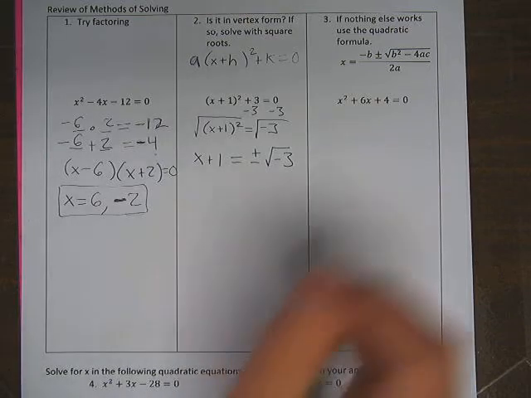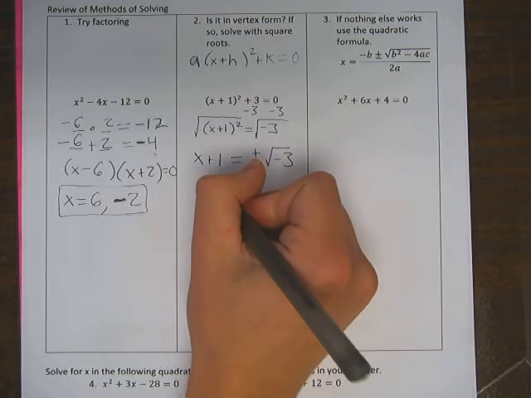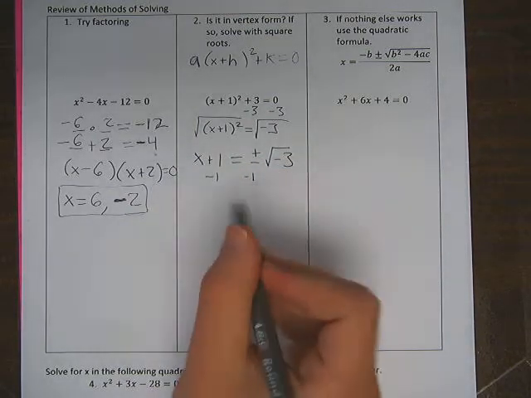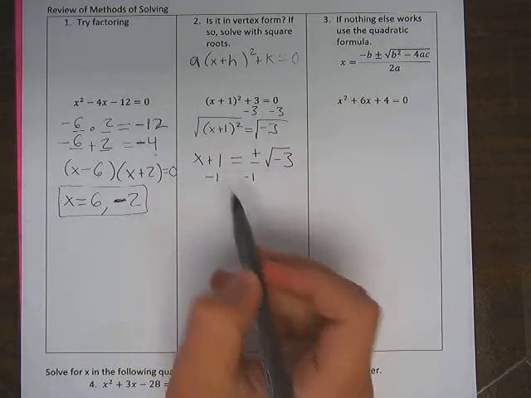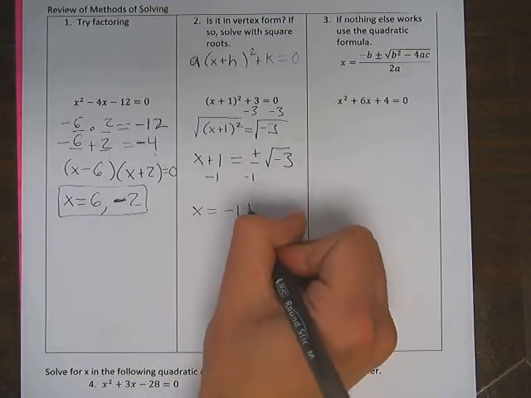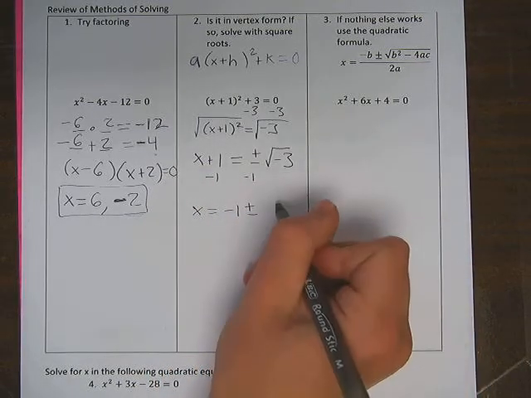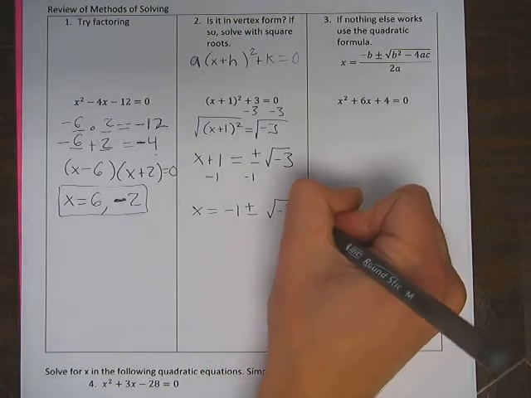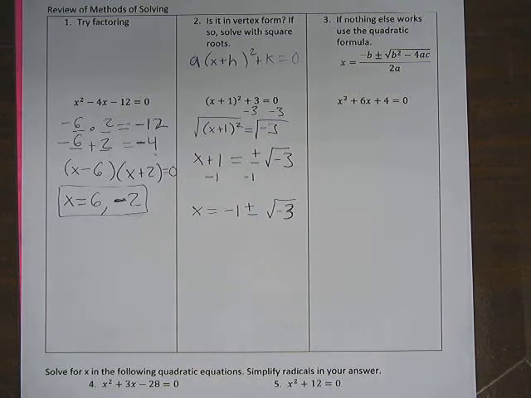Now what I have to do is I just want to get x alone, so I'm going to subtract 1 from both sides of the equation to get rid of this 1 right here. So we're going to get x is equal to negative 1 plus or minus the square root of negative 3. Okay. So that would be our answer.